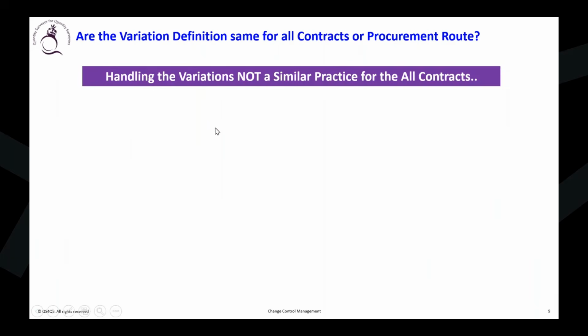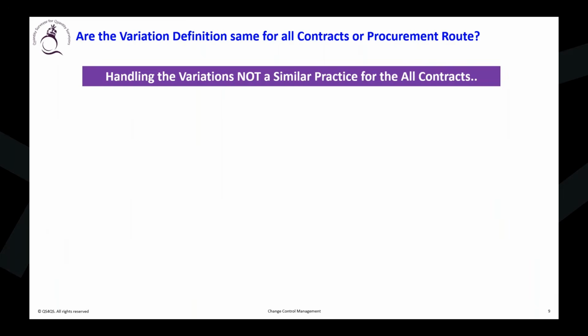Variation definitions change based on the form of contract, procurement routes, and the type of contract. So therefore, handling variations for different projects is not going to be similar for you, unless you have the proper understanding. Many contractors or consultants who are practicing realize this issue when they go for litigation or arbitration. They don't know until then what they did.